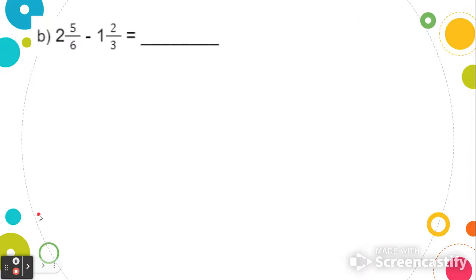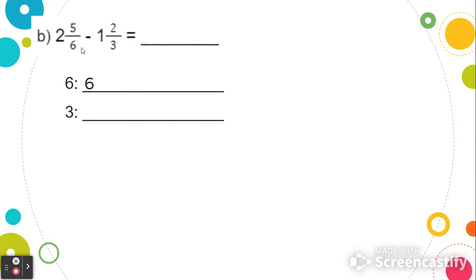Now let's try a subtraction problem. We have 2 and 5/6 minus 1 and 2/3. First thing we can notice is that the denominators 6 and 3 are not the same. So we're going to have to create equivalent fractions where the denominators are the same. To do this, we are going to list out our multiples of both 6 and 3. We have 6, 12, 18, 24, and 30. For the denominator 3, we have 3, 6, 9, 12, and 15.